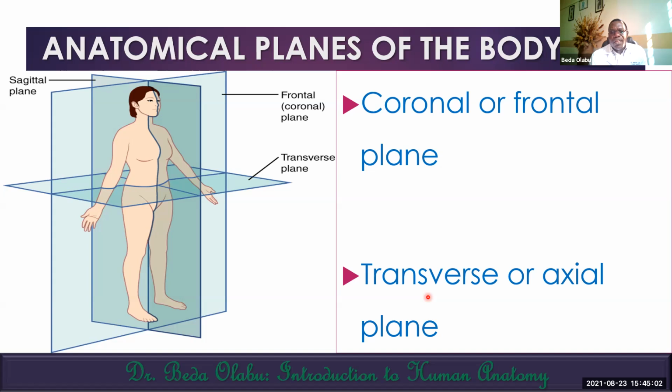So the plane that cuts at 90 degrees, the plane that is at right angles to the long axis, is the transverse plane or the axial plane. Now that the long axis of the body is vertical, the transverse plane is definitely dividing the body into a top and a bottom part. But not all the time will that be the situation.